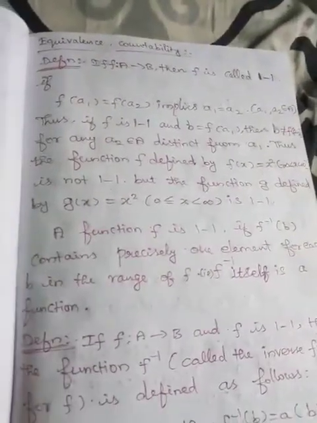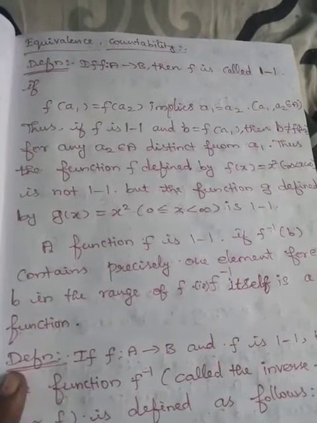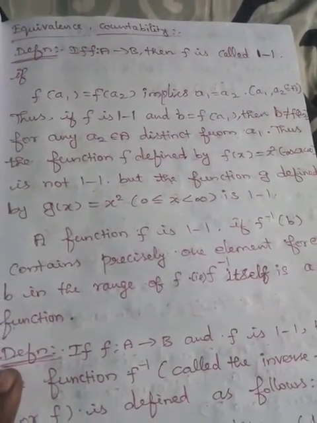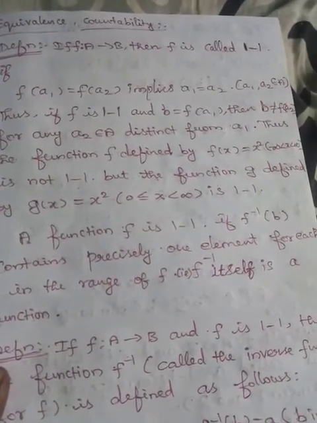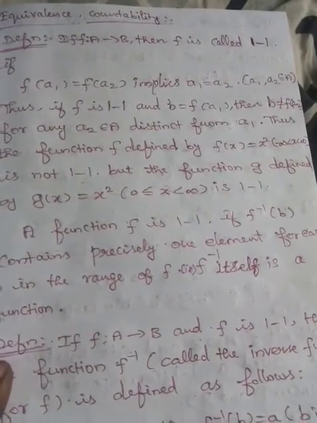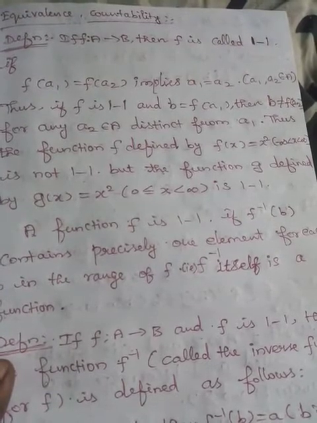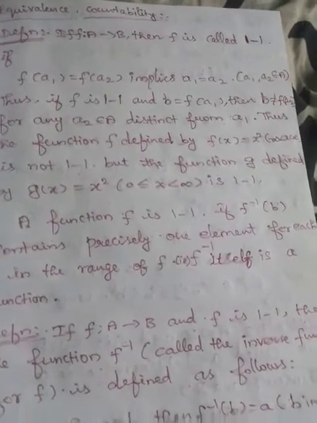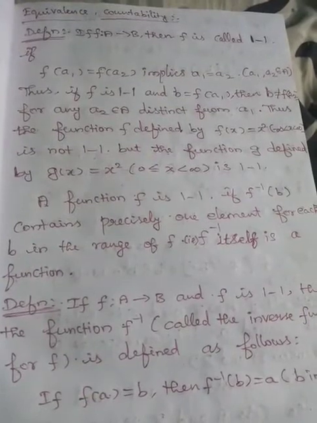Equivalence countability definition. Next definition, equivalence countability. If f A tends to B, then f is called 1 to 1 if f of a1 equal to f of a2 implies a1 equal to a2, a1 comma a2 belongs to A. Thus if f is 1 to 1 and b equal to f of a1, then b is not equal to f of a2 for any a2 belongs to A distinct from a1.